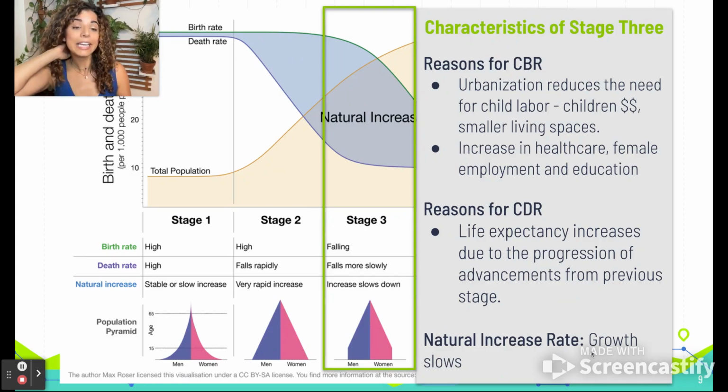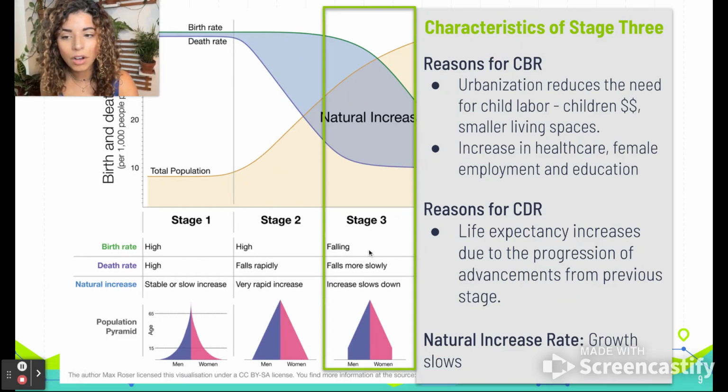Life expectancy increases due to the progression of advancements from previous stages. So now medical care is a lot better. Natural increase rate, the growth is still growing, but at a slower rate than in stage 2. Stage 2, it was growing the most rapidly of all the stages.